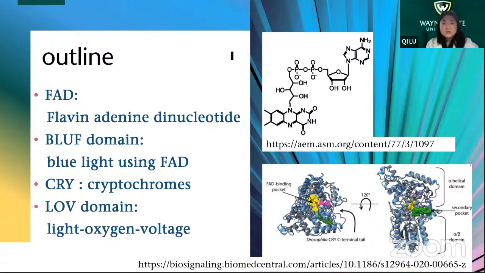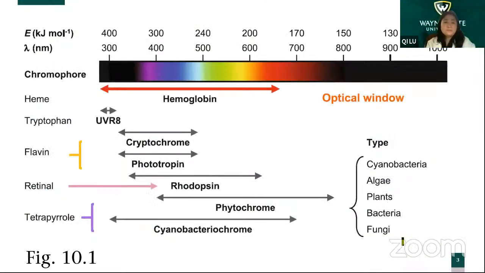And here it shows a general diagram of the chemical molecule of FAD. And here this shows a CRY structure, turning to another side. We can see that there are alpha domains, and in the center there's a pocket, and another part of these proteins.